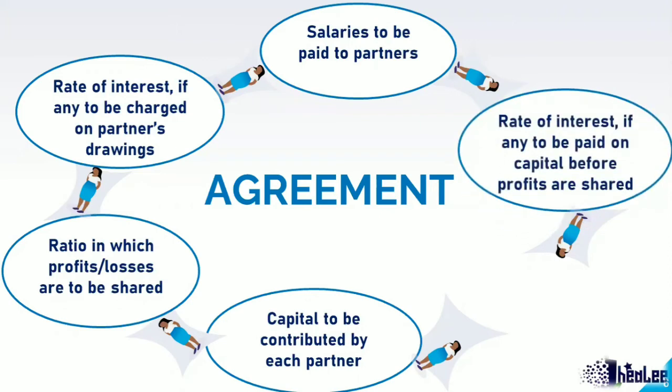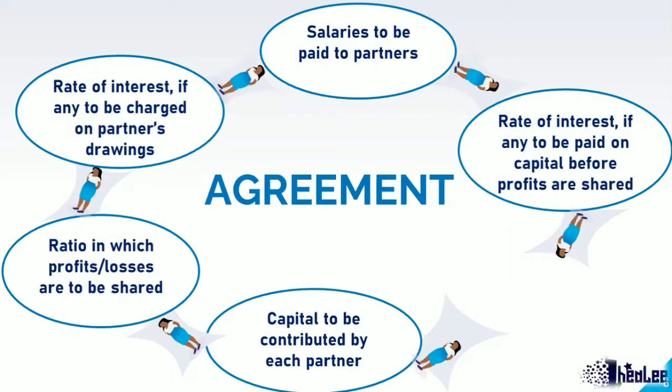Another is rate of interest, if any, to be paid on capital before profits are shared. So that is interest on capital, basically. And interest on capital is simply a reward for each partner in the form of a share of profits that is related to the amount of capital contributed to the business. So it is a reward that is given to the partners.